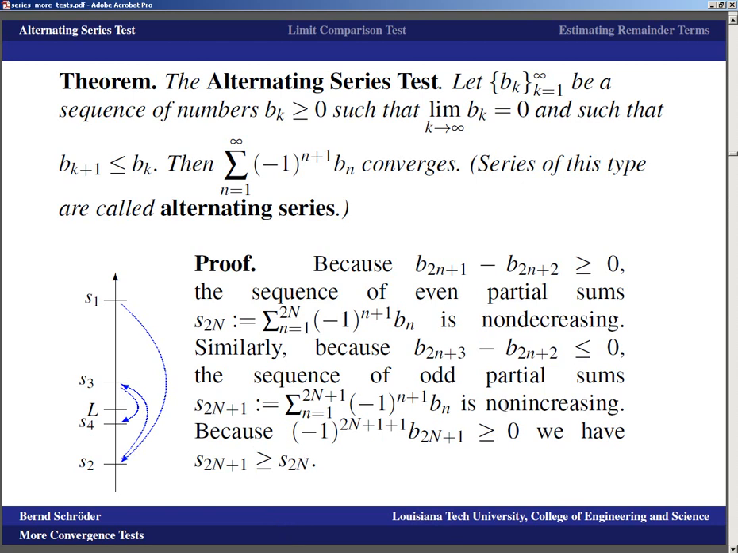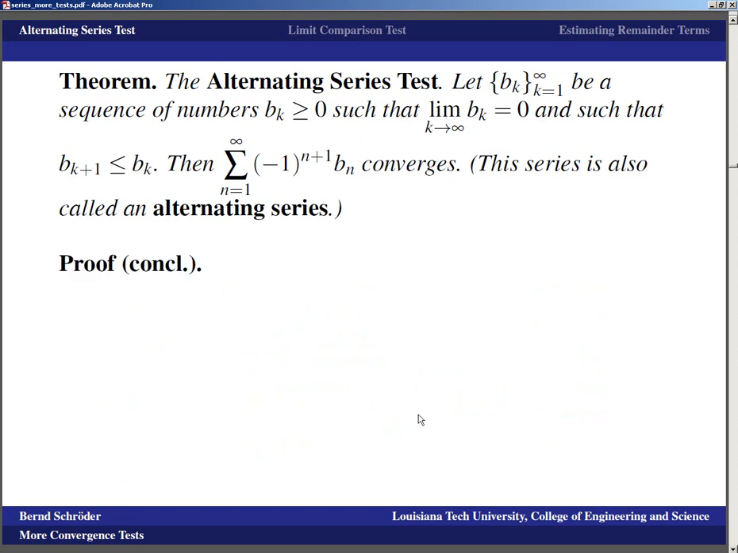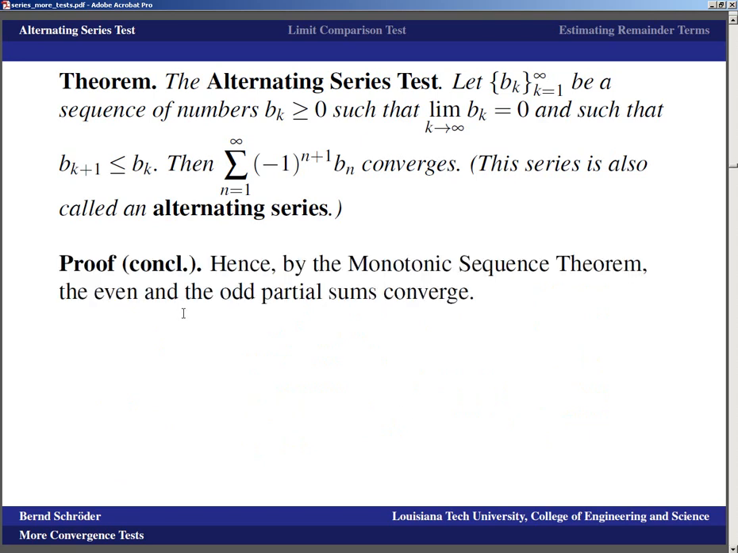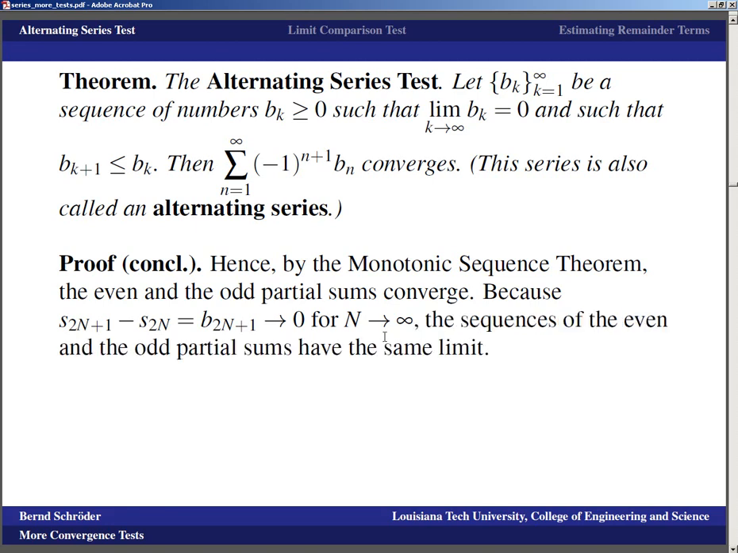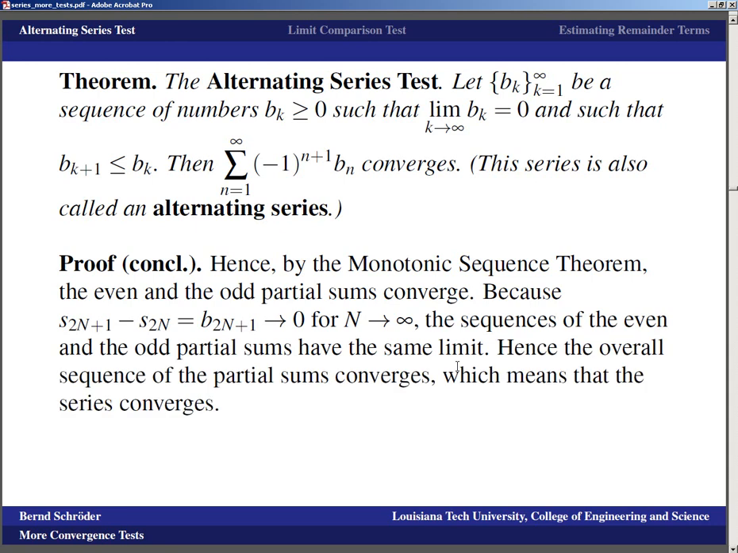So we've got a non-decreasing sequence that is bounded above by a non-increasing sequence, and so by the monotonic sequence theorem, the even and the odd partial sums converge because they are both monotonic and bounded. And because the difference of these two sums is b sub 2n+1, which goes to 0 as n goes to infinity, the sequences of the even and odd partial sums have the same limit, and that means the overall sequence of the partial sums converges, and that means that the series converges.